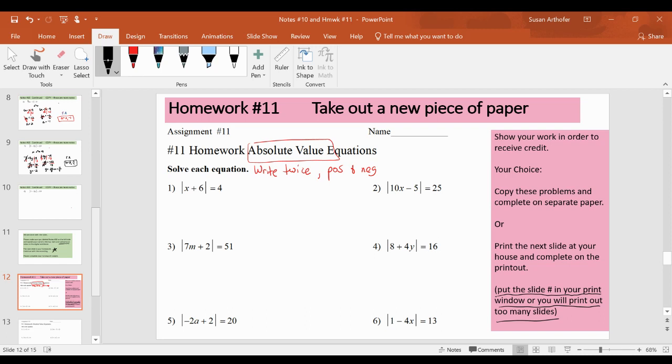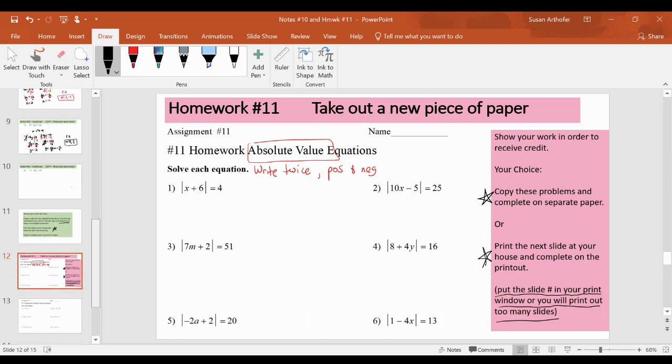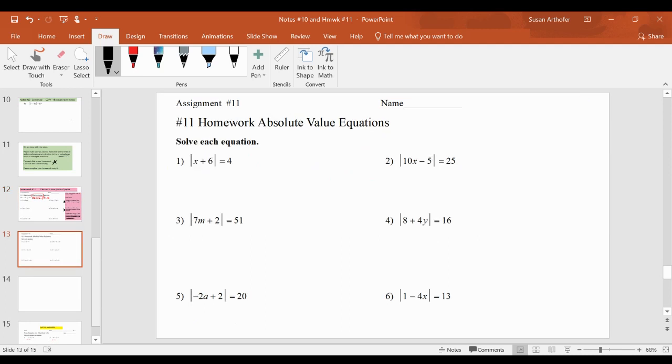So you do have a choice. You can just copy these problems and complete them on separate paper. Or if you have a printer, you can take a screenshot here and print this slide at your home. Okay? If you want to do the printing option, the very next image right here, I'll leave it up for a second. This is what you would want to take a screenshot of so that you can print it at home. So it's a little bit bigger.